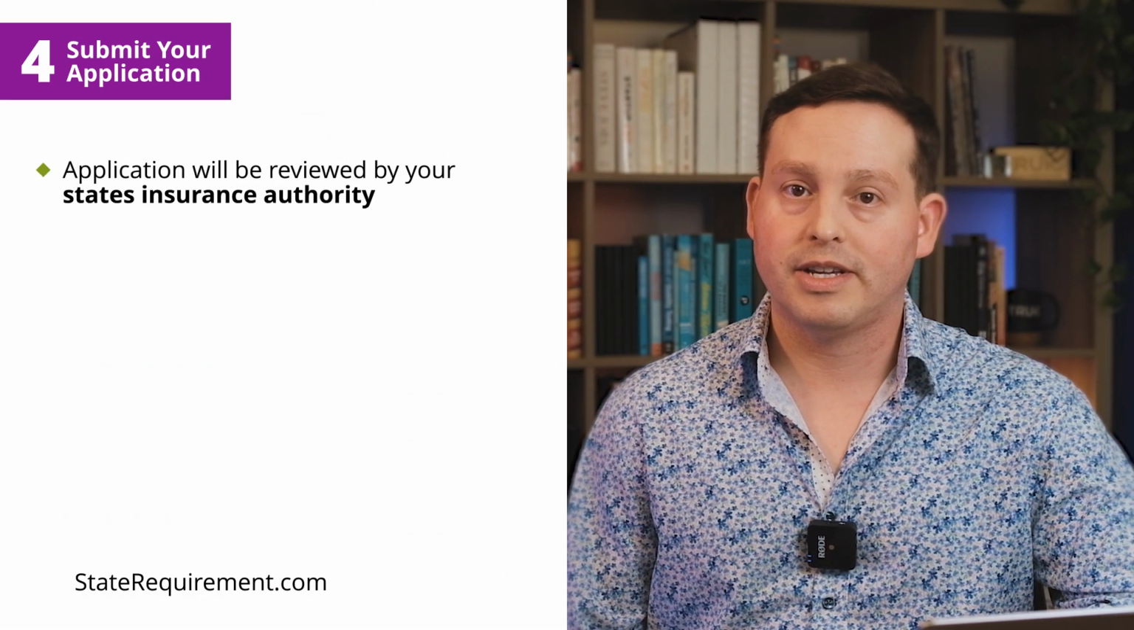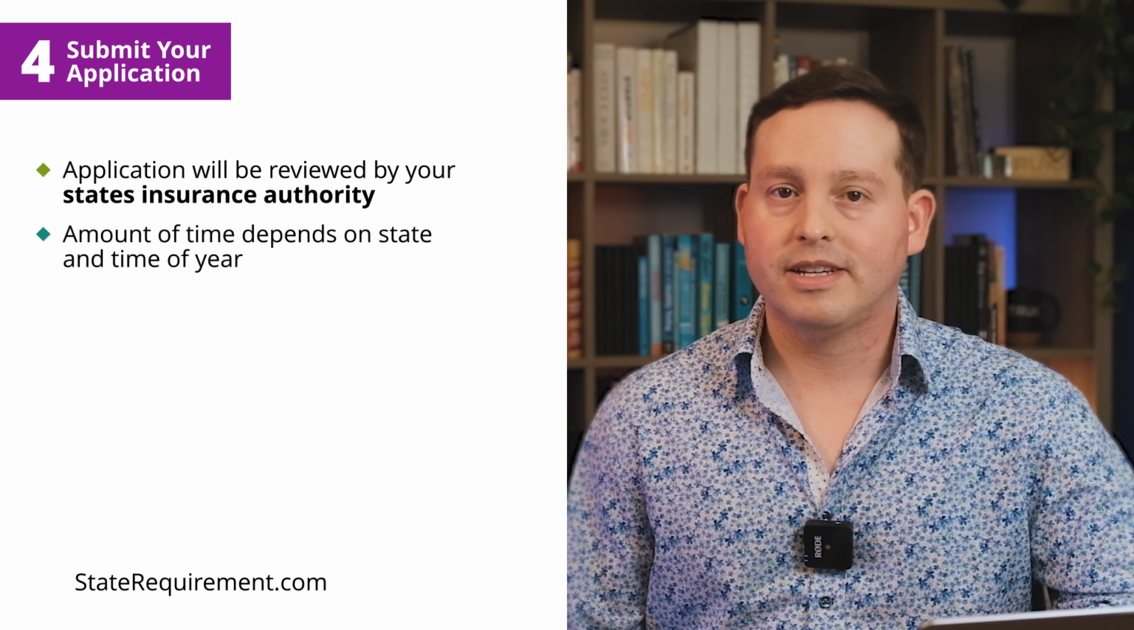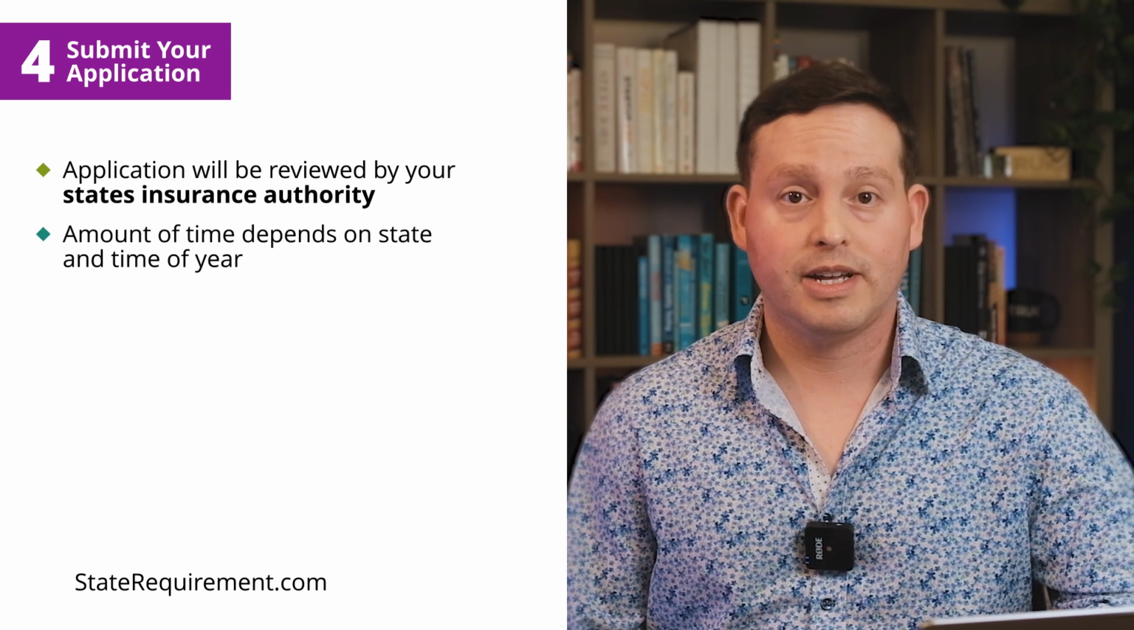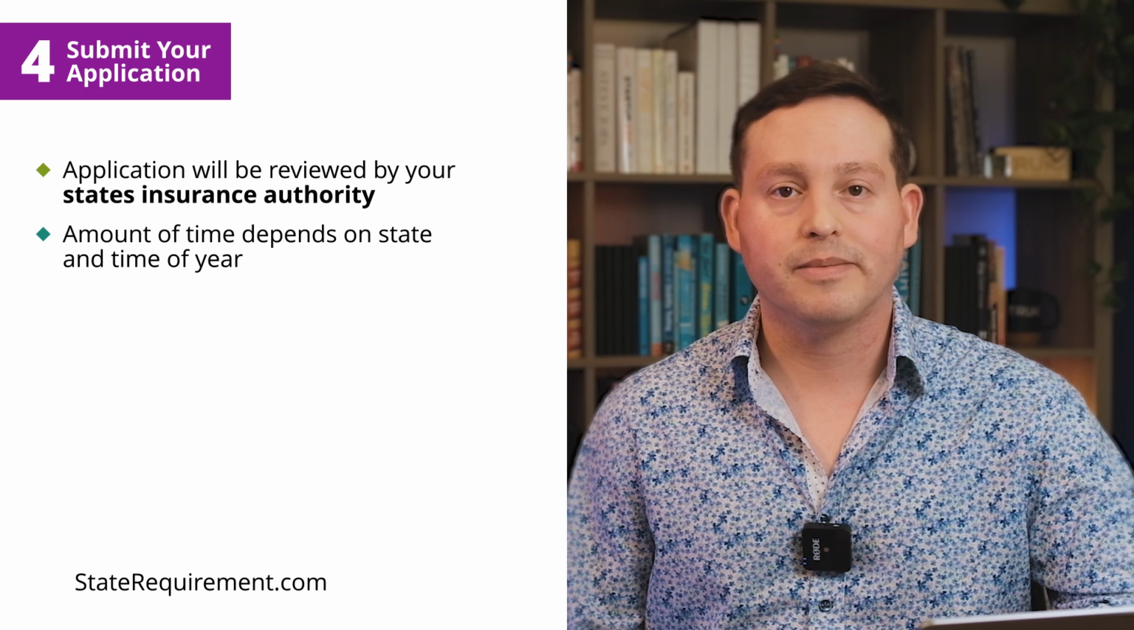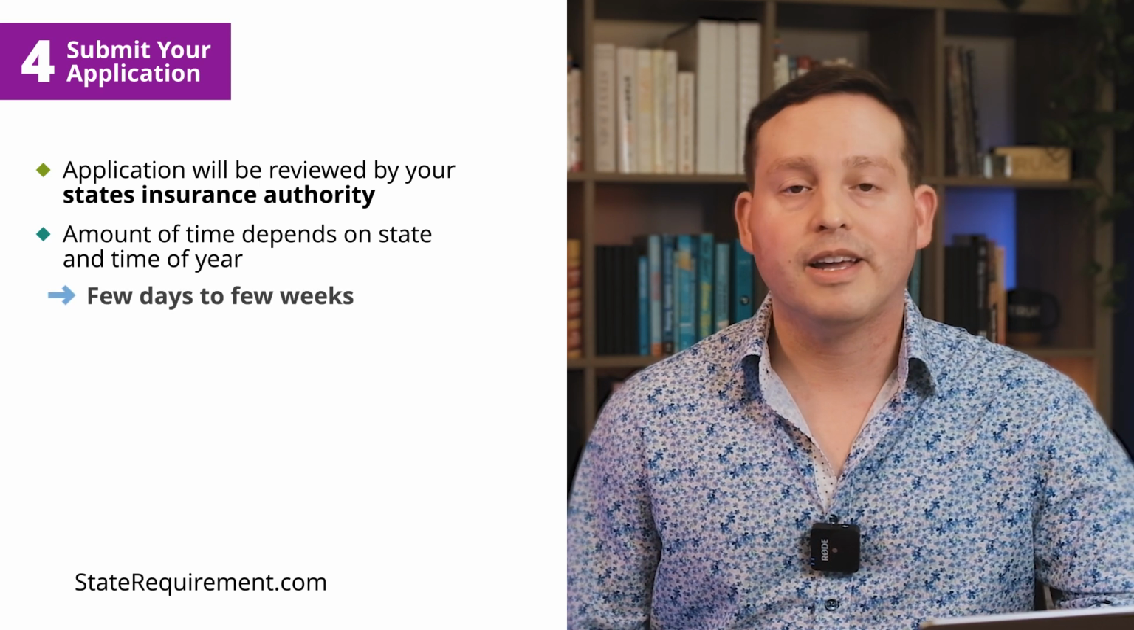Step 4. Submit your insurance license application. Once you've successfully completed all the above, your application will be subject to review by the state's insurance authority, for example, the Department of Insurance. The amount of time it takes for your application to be reviewed will vary greatly depending on both your state and the time of year. With that being said, you can typically expect it to take between a few days and a few weeks.